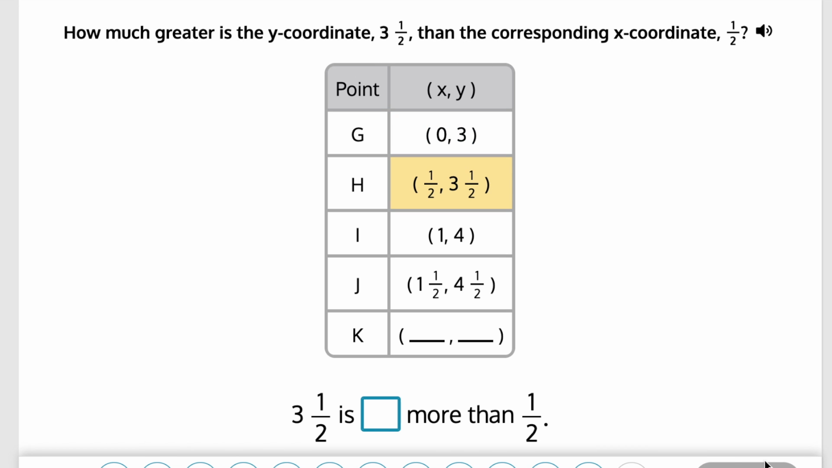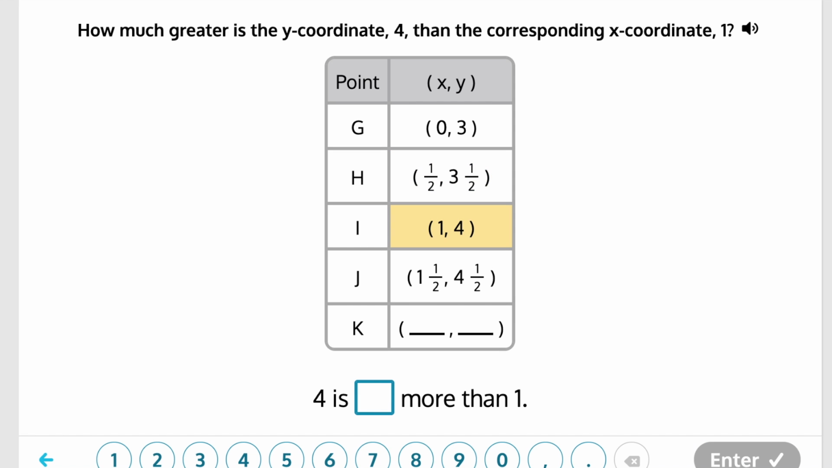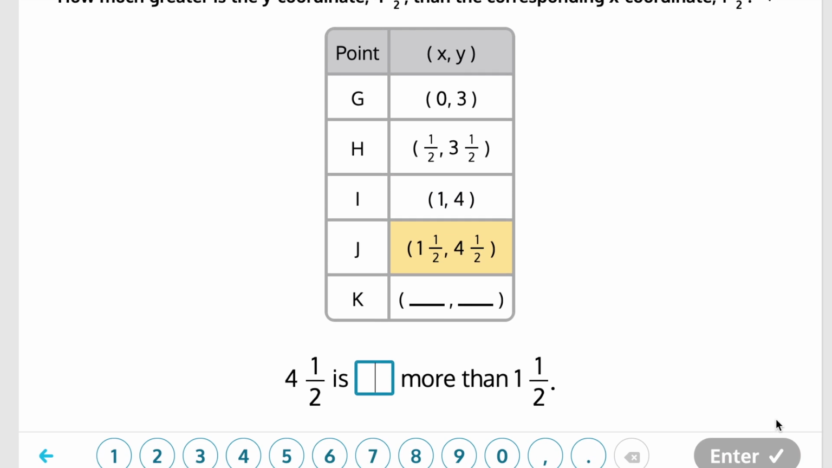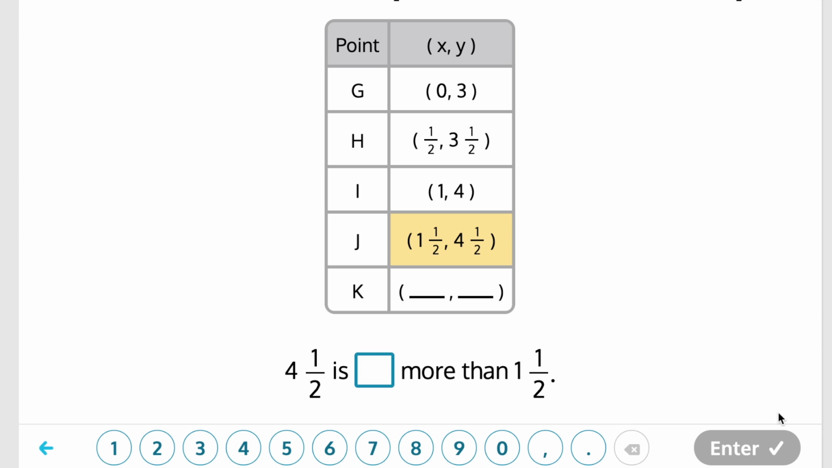3 1/2 is blank more than 1/2. Turn and talk to a partner or type into the Zoom chat. 3 1/2 is 3 more than 1/2. Are you guys starting to see a pattern? 4 is blank more than 1. 4 is 3 more than 1. 4 1/2 is blank more than 1 1/2. What do you guys think? It's 3 more than 1 1/2.